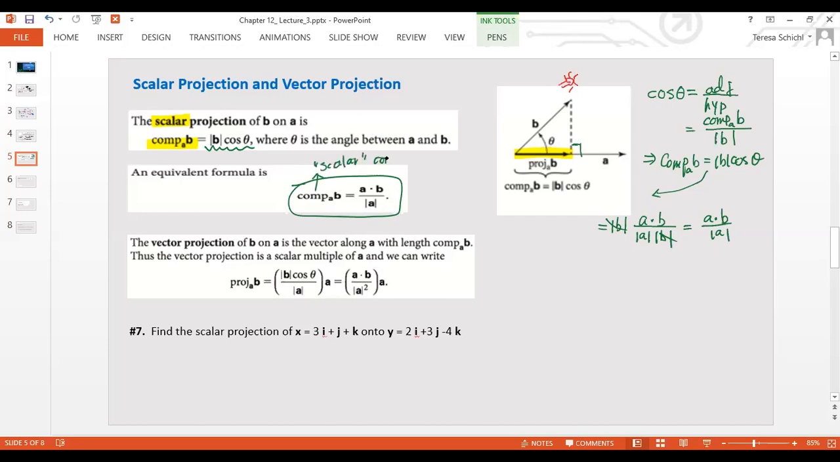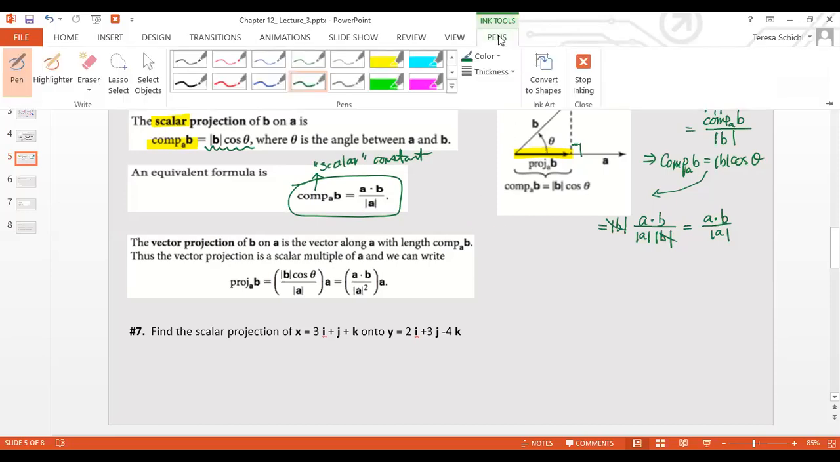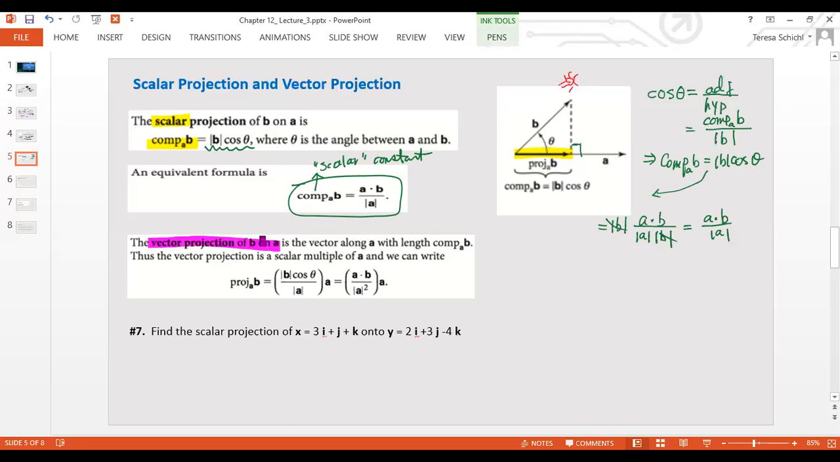So it's a constant, right? So it's just the length of that shadow. So now the next thing here, we say, hey, let's take a look at what is the vector projection of B onto A.